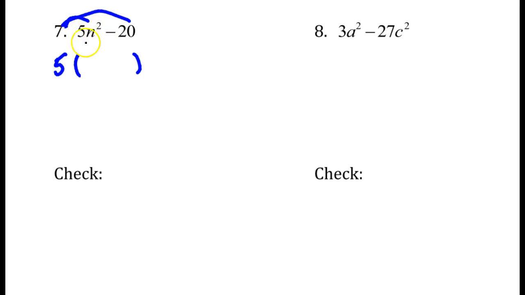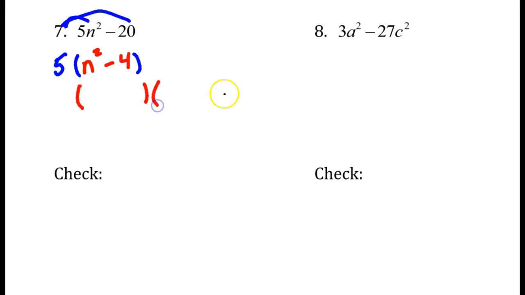squared, what are you left with? Okay, we're left with just n squared. So that's good news, right? That's just a square, n times n. And if you take the 5 away from the negative 20, what are we left with? Negative 4. And that is a perfect square. So that part, now we can actually do the factor.